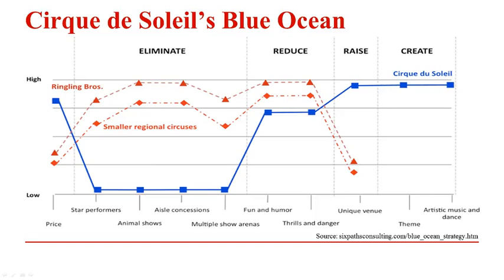So when we look at these at an incremental level, there's a question of, well, what and who are their competitors? And we see Cirque du Soleil is indicated by the blue, and we see the smaller regional circuses and the larger Ringling Brothers as the incumbents in that space. And what was going on at the time, and is still in large part going on today with the Ringling Brothers, is they do have star performers, they do have many animals, they do concessions in the aisles, and they do have a variety of fun and humorous things that they're doing.